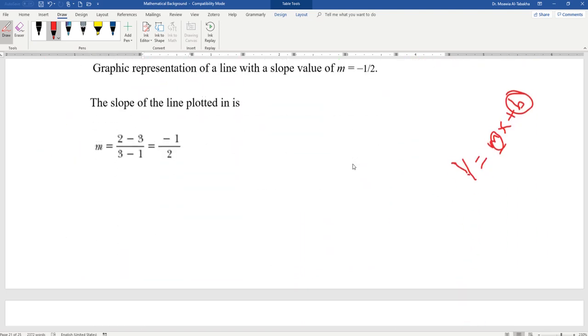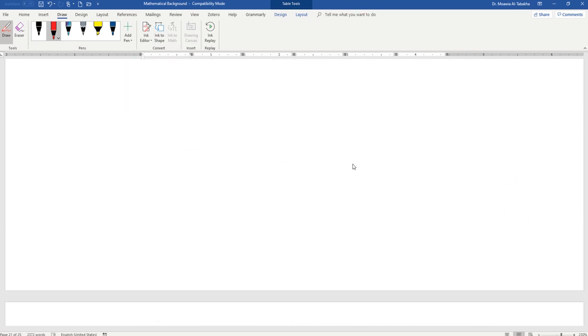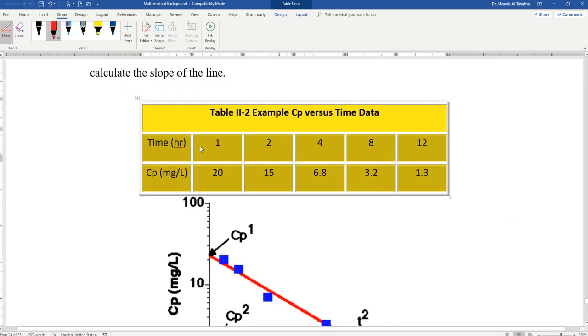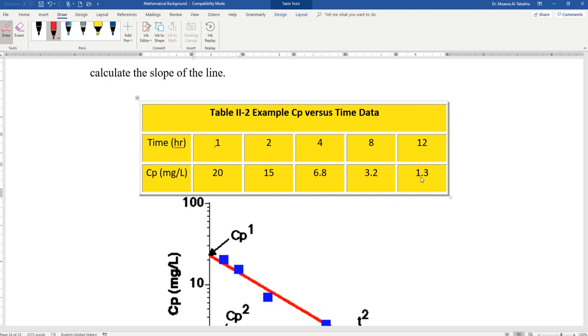We will have several examples so you can control the situation, inshallah, very well. Look at this example. We'll look at it together and we'll do it together. In this example, you have now real data. These real data of time and concentration. And as I already explained before, you need to put it on semi-log graph paper in order to get a straight line.